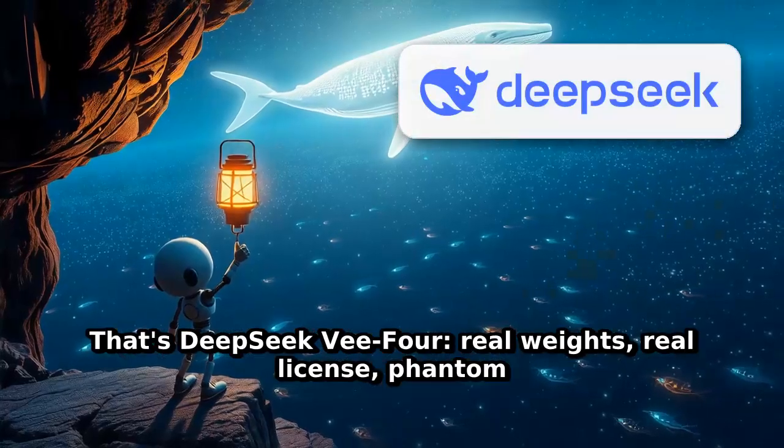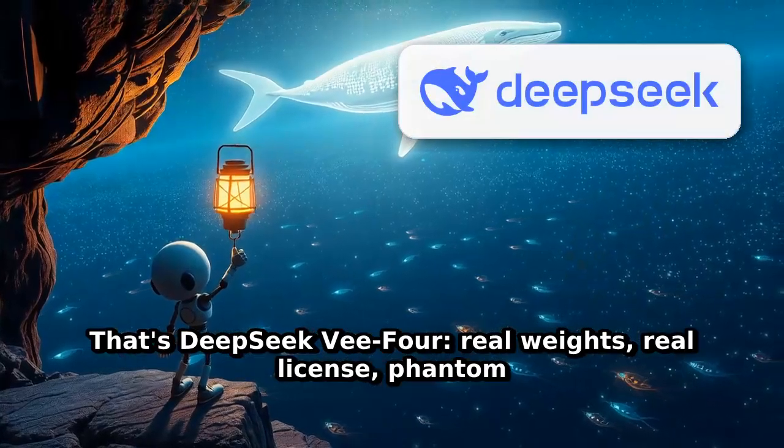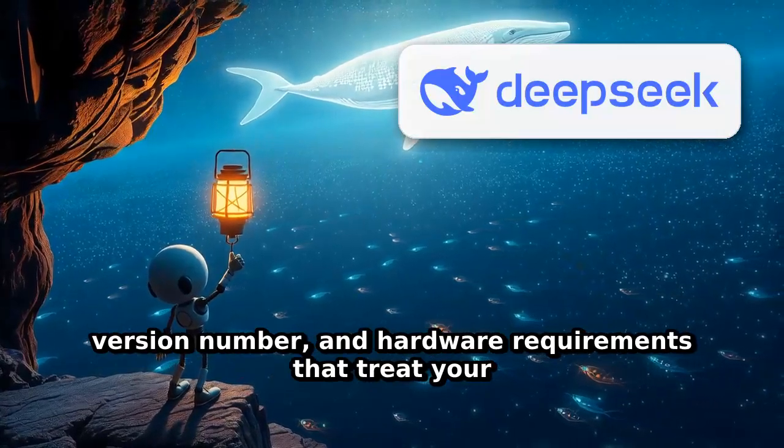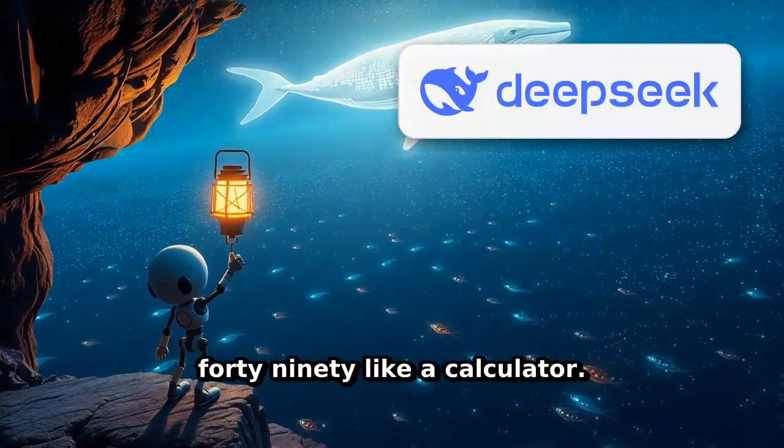That's DeepSeek V4: real weights, real license, phantom version number, and hardware requirements that treat your 4090 like a calculator.